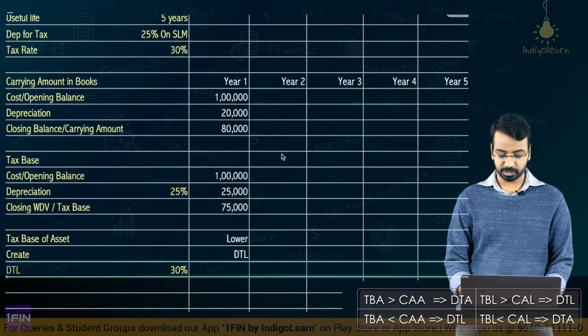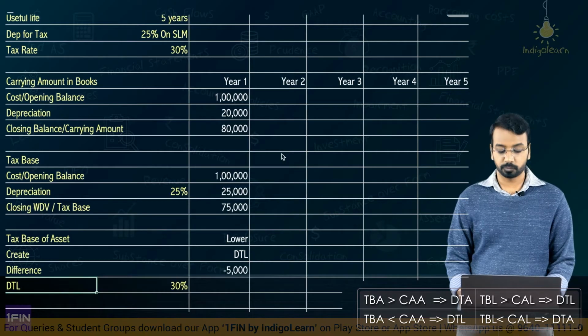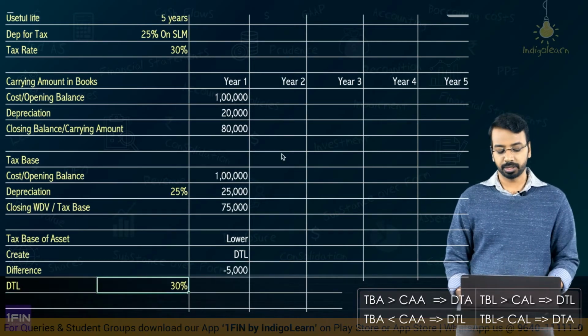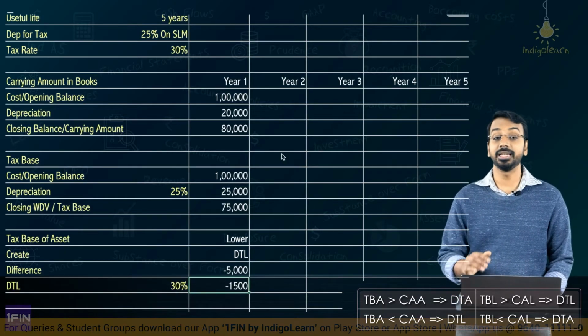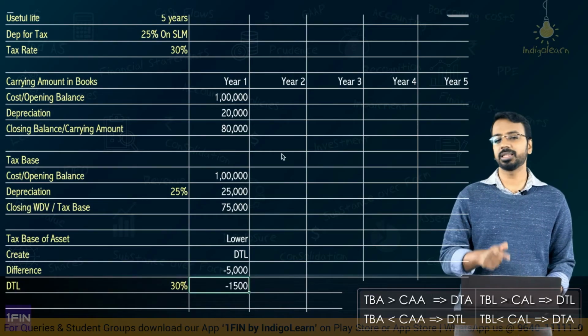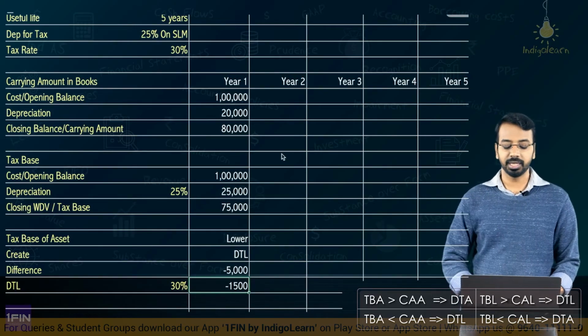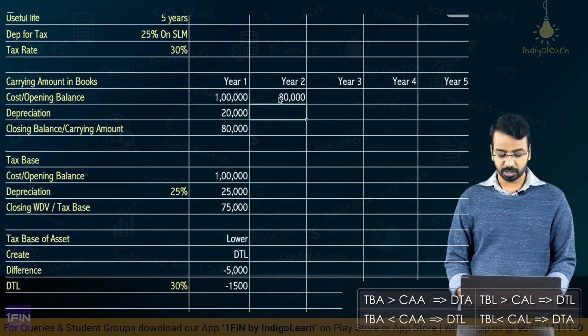Okay. So, I'll just first write down the difference. Difference is 75,000 minus 80,000. So 5,000 is the difference. That is, it is lower. So 30% of 5,000, if you do, you get a liability of 1500. This is the DTL liability computed, 1500. Now, for the first year, this will be the expense and this will also be the liability. Come to second year. Opening balance is 80. Depreciation is 20.